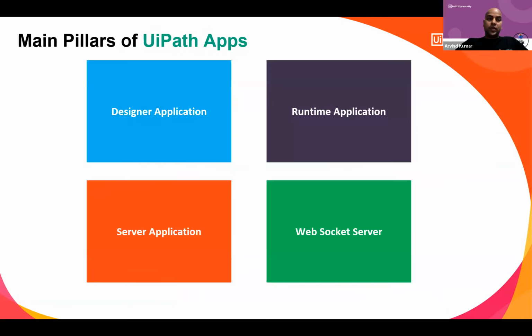Then we talk about the main pillars of UiPath Apps. There are four pillars right now: the designer application, the runtime application, the server application, and the WebSocket server. When we talk about the designer application, what is it? If you go into UiPath Cloud, we have App Studio, and in App Studio you can design your application and write the rules and everything.